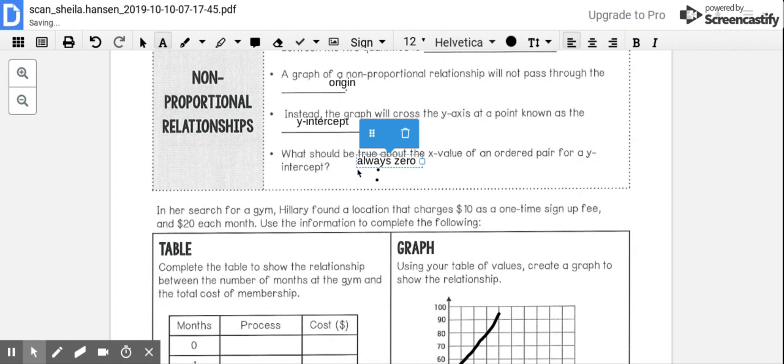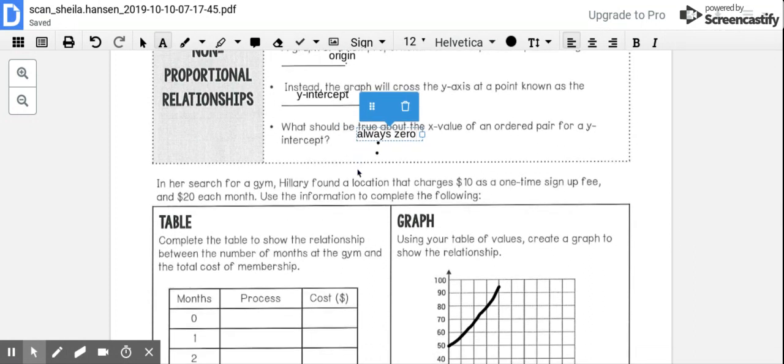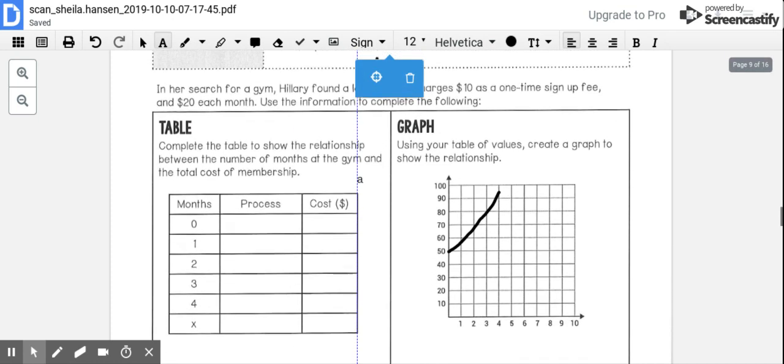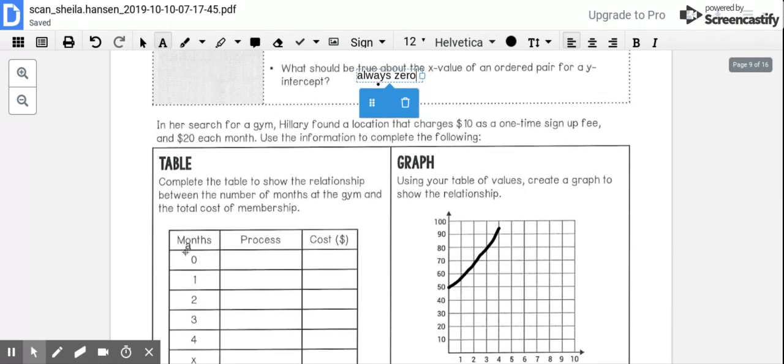Okay, so in a search for a gym, so this is kind of like the last one, Hillary found a location that charges $10 as a one-time sign-up fee, which they're never that cheap, and $20 each month. Use the info to complete the following. So we're going to complete the table to show the relationship between number of months at the gym and the total cost. So this is kind of confusing because at 0 months, we're actually going to put $10 here, because basically with that one-time charge, it's just always kind of hanging there. So even at 0 months, you just say there's a $10 fee.